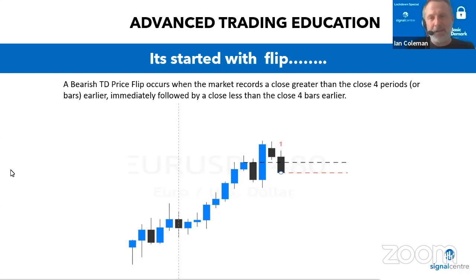Now, the TD flip I find fascinating anyway. It's something that I look for as confirmation of a change of trend. It doesn't always happen, or it doesn't always work, I should say. It does happen, it doesn't always work. It needs to be in combination with other factors.